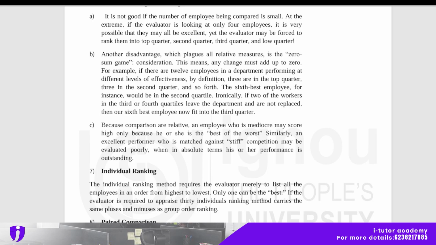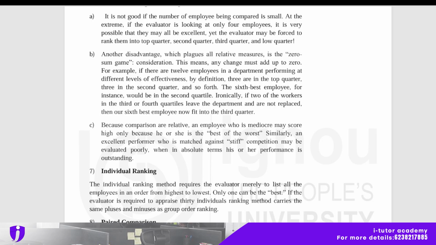This means that any change must add up to zero. For example, if there are 12 employees in a department performing at different levels of effectiveness, by definition, 3 are in the top quarter and 3 in the second quarter, and so forth. The sixth best employee, for instance, would be in the second quartile. And ironically, if two of the workers in the third or fourth quartile leave the department and are not replaced, then our sixth best employee now fits into the third quarter.